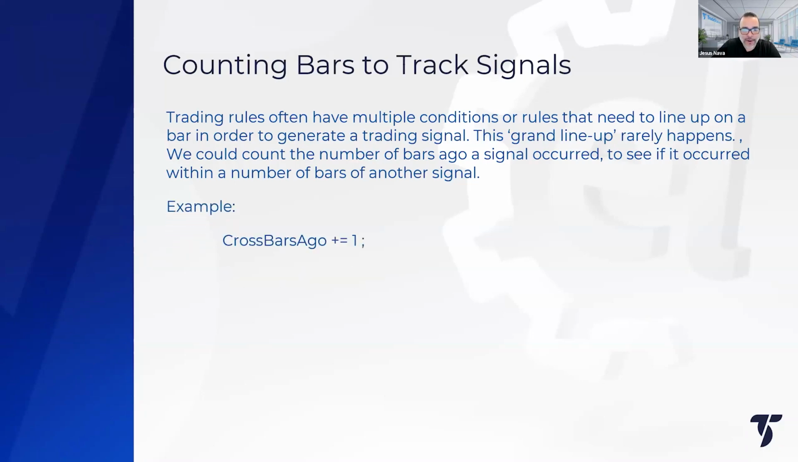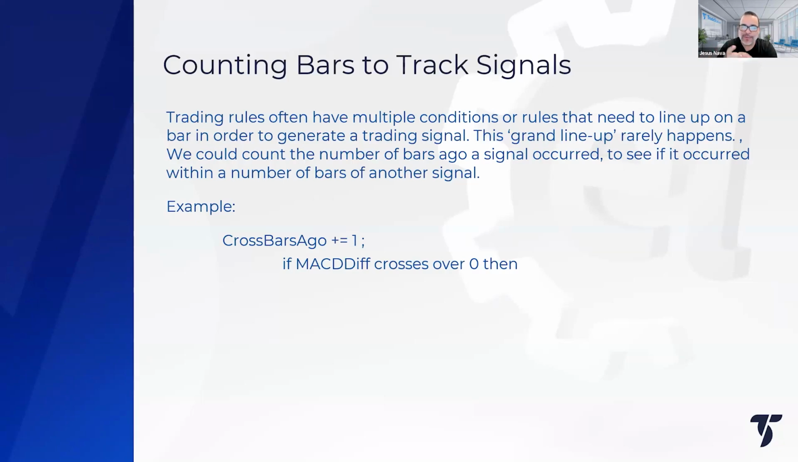Example, cross bars ago plus equals 1. This is a different and interesting way of setting the counter. When I first looked at it, it was kind of confusing. Cross bars ago plus equals 1. If you write your counter this way, it'll also add 1 to cross bars ago.